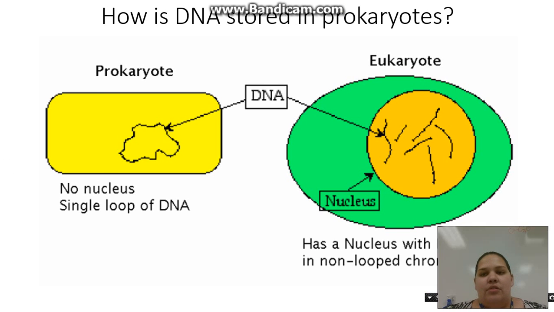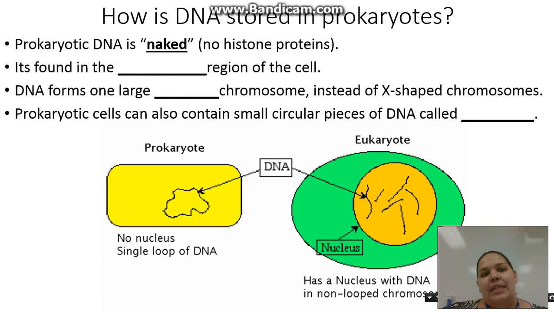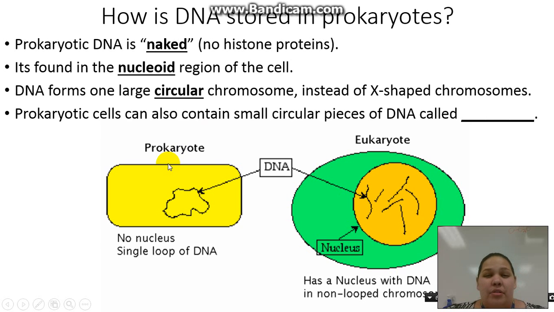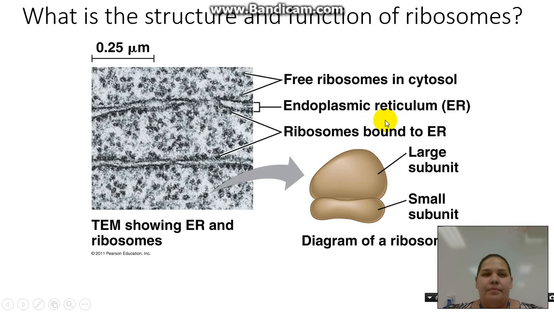So how is DNA stored in prokaryotes? Well, DNA is actually naked. It doesn't have any proteins. It's found in the nucleoid region of the cell, which is usually a central region, and it forms one large circular chromosome instead of these X-shaped strands. Prokaryotic cells can also contain smaller circular pieces of DNA, called plasmids, that they can actually get from other bacteria.